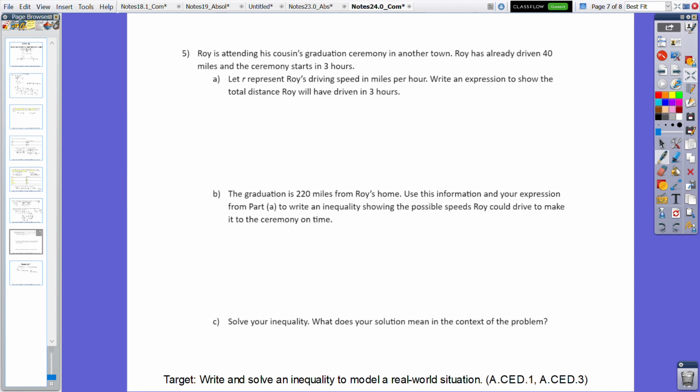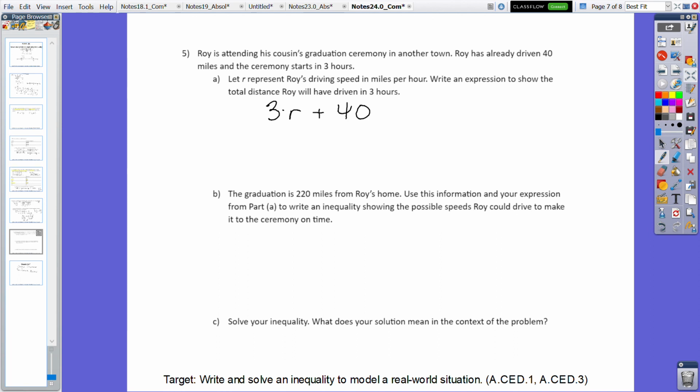Okay, so here's how this is going to work. It's kind of like distance equals rate times time here, okay? So we don't know the rate, but we do know that he has 3 hours to go, and he's going a certain rate. So that gives me a distance. Plus, he's already driven 40. So that means that he's got to be able to get there in 3 hours, plus the fact that he's already driven 40 miles.